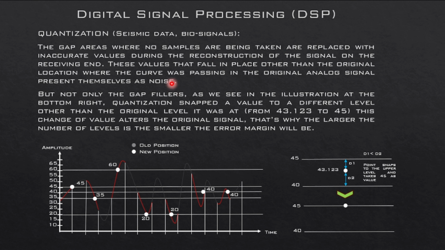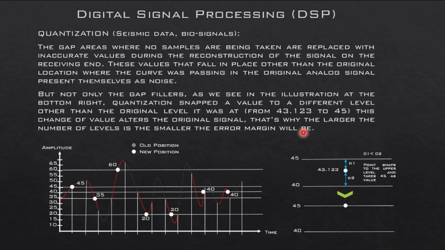We've already mentioned that. But not only the gap fillers, as we see in the illustration at the bottom right here, what you see is that the quantization has snapped a value, and we've already talked about that. The quantization process has snapped the value to a different level than its original level. It was at 43.123, but then it was snapped to level 45. So it lost some of its original value.